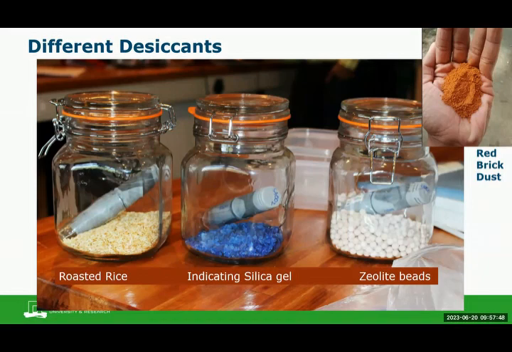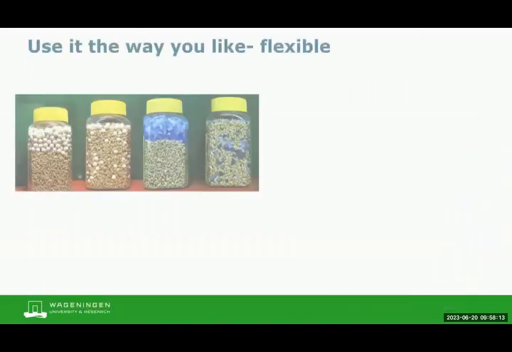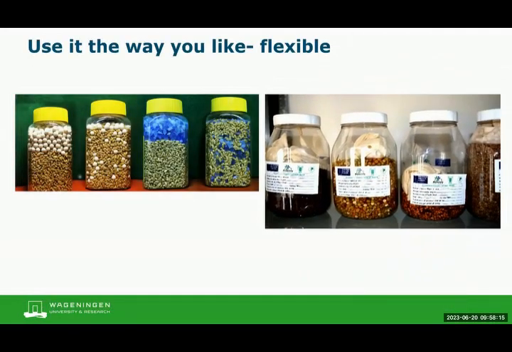We have even seen that red brick dust also absorbs moisture to a quite good extent. But this dust has to be very fine. The finer the dust, the more surface area, and the more water it will absorb. So these are some scientific as well as some locally usable desiccants that we can use to dry the seeds. And of course, you can use it the way you like.